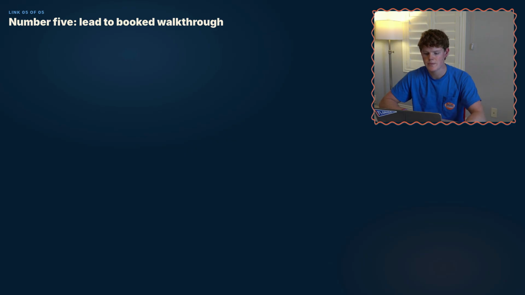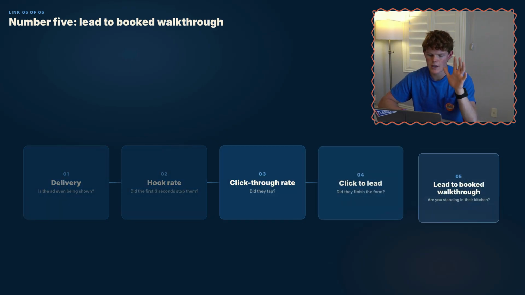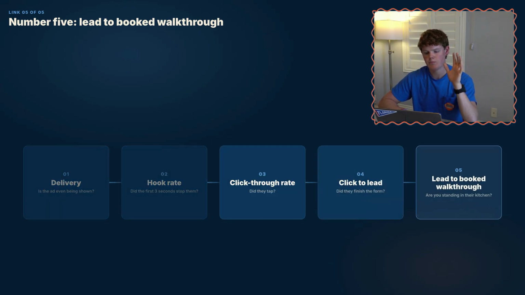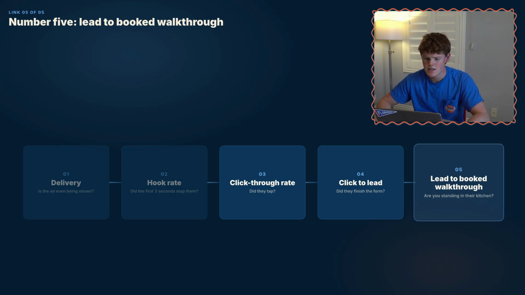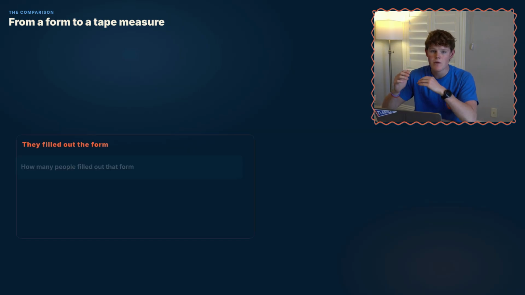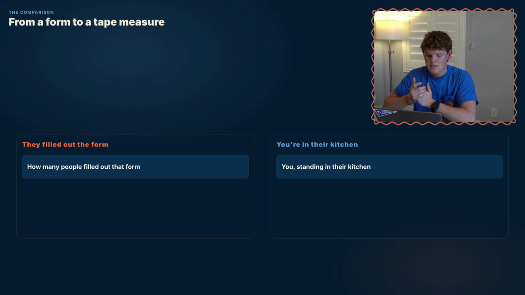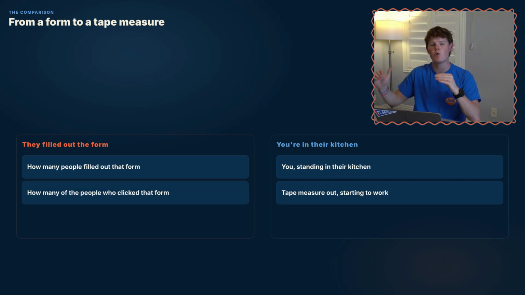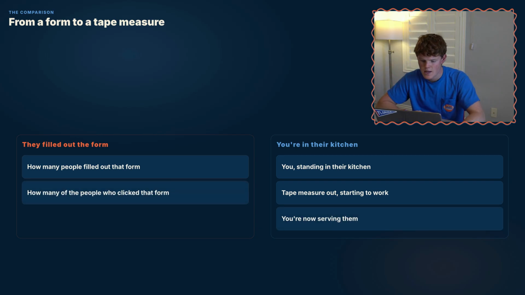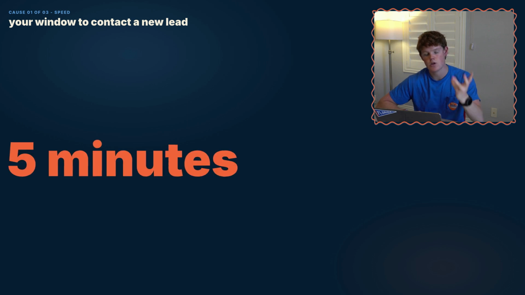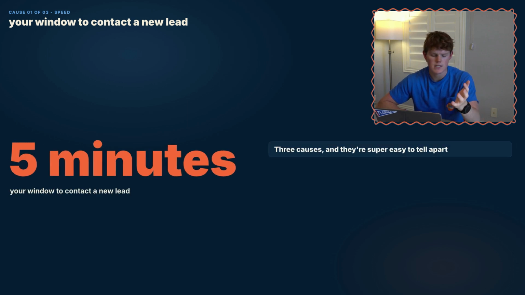However, I'll continue. So number 5, the 5th number to look at, is lead to book to walk through, right? This is the one that lives outside the ad account. This is a data metric that not many people can see, and it's not measured often. So basically, of how many people filled out that form, how many ended up with you basically standing in their kitchen with a tape measure starting to work, right? How many of the people who clicked that form are you now serving? When this number is bad, there are 3 causes, and they're super easy to tell apart.